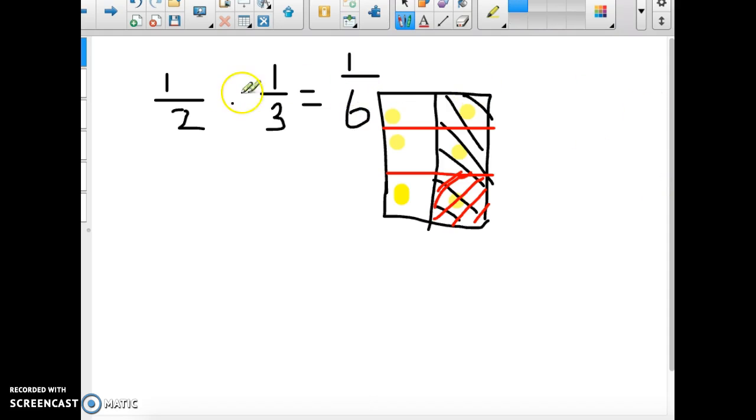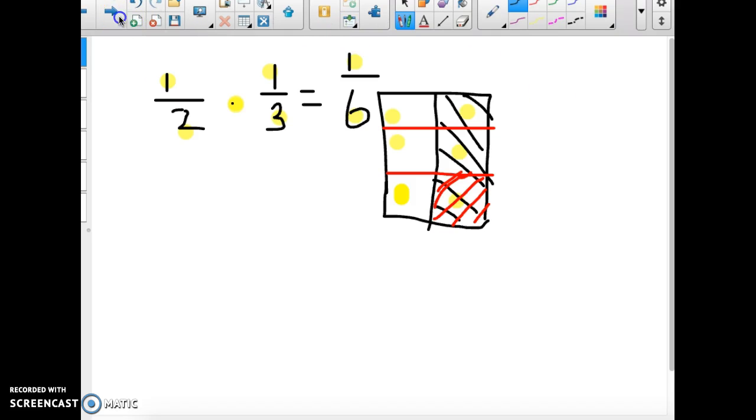Again, we know that the algorithm we use with this, we're taking numerator times numerator equals numerator. So 1 times 1 is 1. And denominator times denominator equals denominator. So 2 times 3 equals 6. So here is an example of a visual we can have here. This is the algorithm we can apply. We can apply that for all of the fractions times fractions.